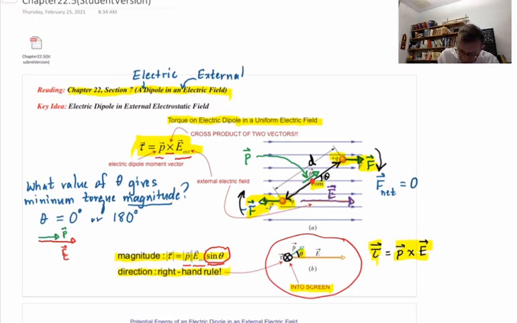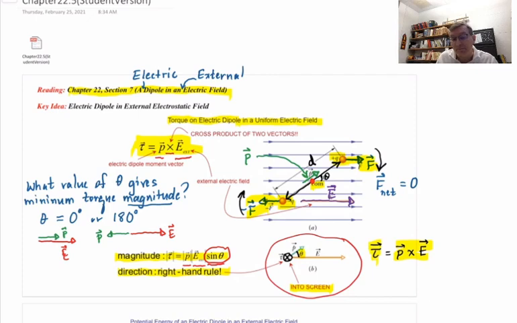But another possibility is to have the P exactly opposite to the E, with a 180-degree angle between them. You put the dipole moment in the field like that, you have to do this one very carefully and let go, don't give it any kind of push, and it will stay like that. It will not rotate.